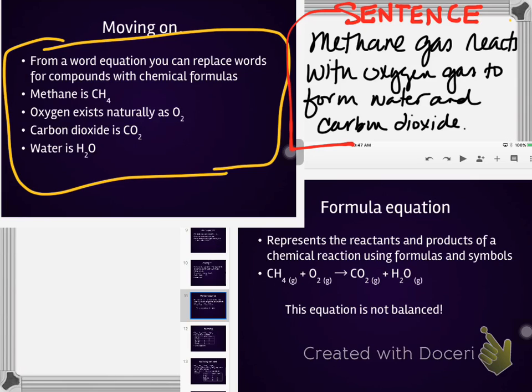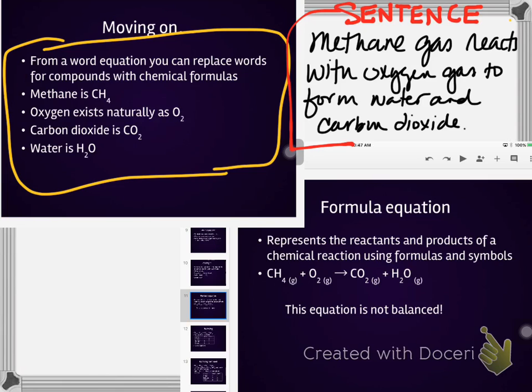It's all words. It has a capital letter at the front and a period at the back, basic English grammatical stuff. There are no symbols in this sentence. There are no chemical formulas in this sentence. This is a sentence. I can identify subject and verb. So I guess the subject here would be methane gas. There's a verb, it's doing something. There's an object, all that good stuff that makes it a sentence.